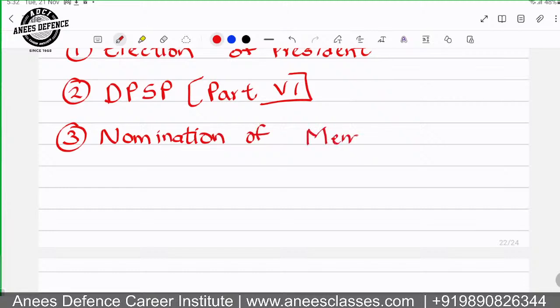Nomination of members to the Rajya Sabha.